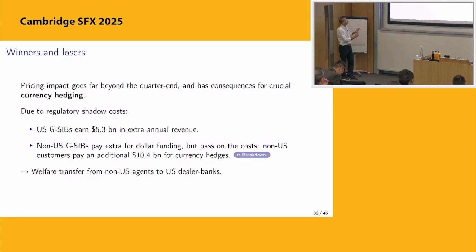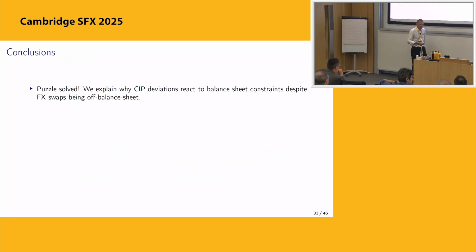And then we can even estimate who are the winners and the losers. In a nutshell, remember that the basis is an additional cost for your hedging, right? And therefore, U.S. G-SIBs earn $5 billion more annually in revenues. The non-U.S. G-SIBs pay an extra dollar funding, but at the end, this doesn't stop there. They pass this cost to the non-U.S. customer that at the end pay an additional $10 billion for these currency hedges.